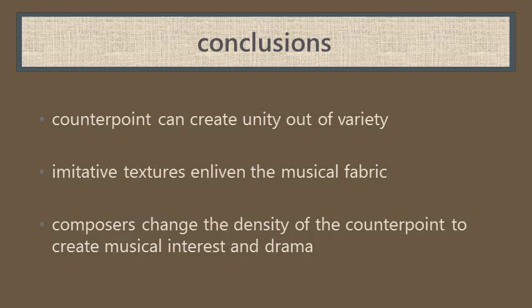We also saw the way in which imitative textures can enliven the musical fabric. Think of the Brahms example. We have this very slow-moving, long, hymn-like tune. Now, Brahms creates a little bit more drama by creating an imitative texture alongside these sort of solemn entries. And the last thing we looked at is the idea that composers can change the density of the counterpoint in order to create musical interest and drama. And we can see this in a variety of pieces, but I think quite clearly in the end of the second movement of Haydn's Emperor Quartet.